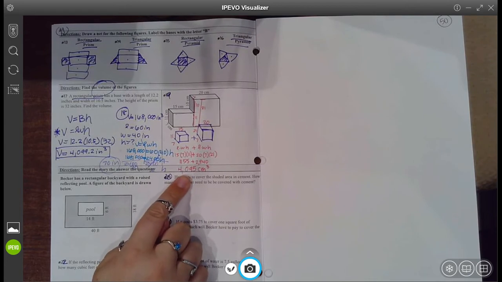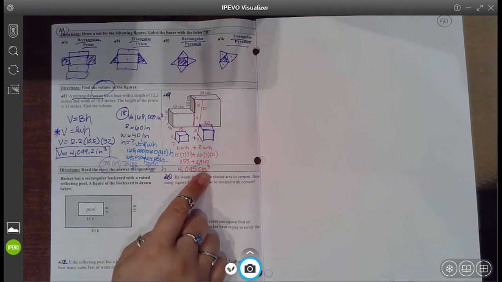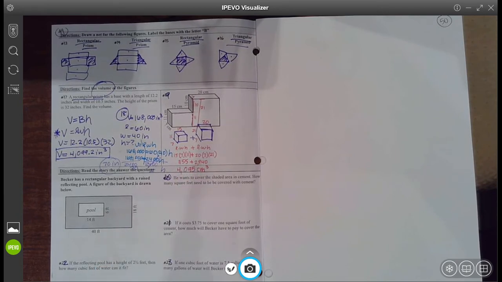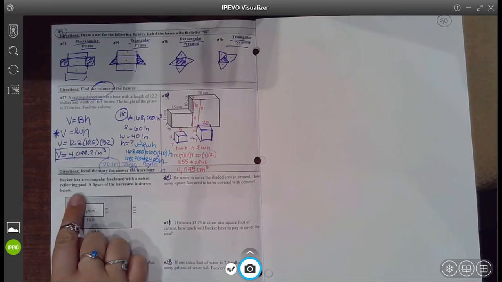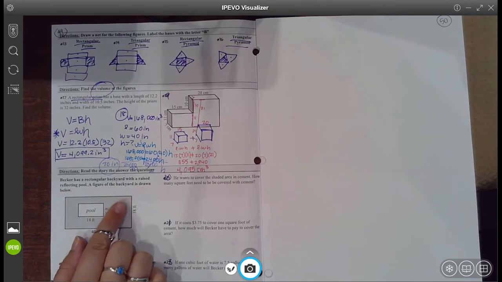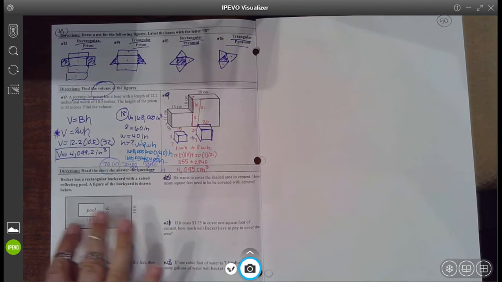Remember that surface area is always squared. Area and surface area is squared. Volume is cubed. And base, height, perimeter, length, width, those are all just singular units, like centimeters or feet. Okay, last few questions. Says, Becker has a rectangular backyard with a raised reflecting pool. A figure of the backyard is drawn below. So here's the pool and here's your raised deck.